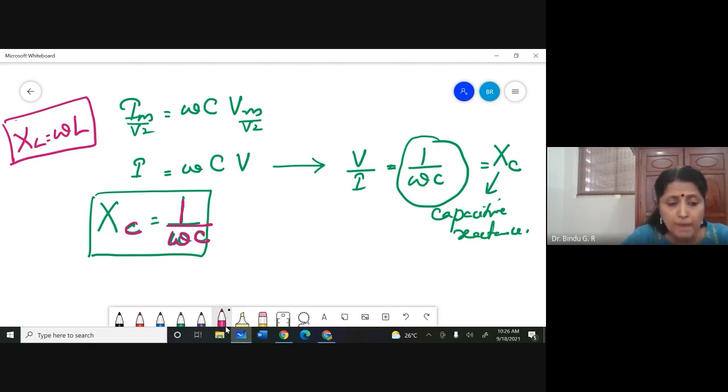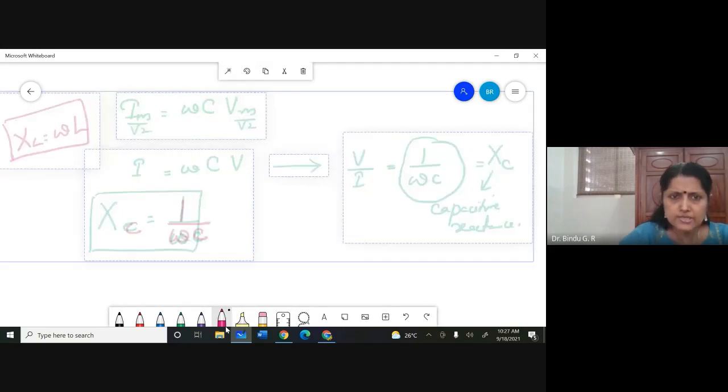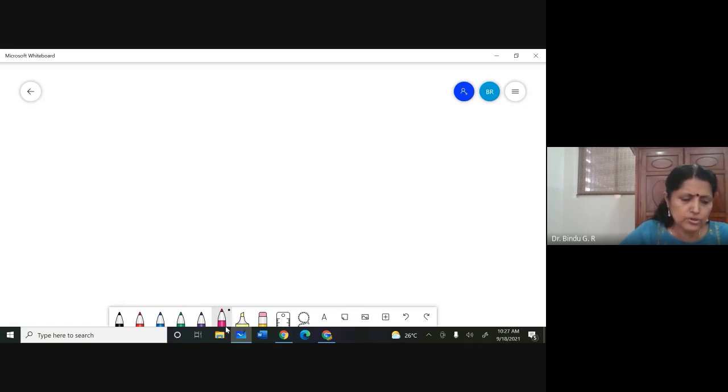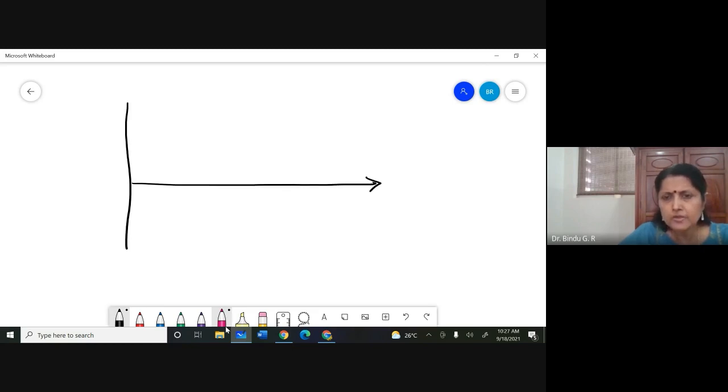Coming to our power. I hope all of you are writing it down along with me. Then coming to the section where we are dealing with power, we want to know how the power varies. So, I have the theta or omega t here.